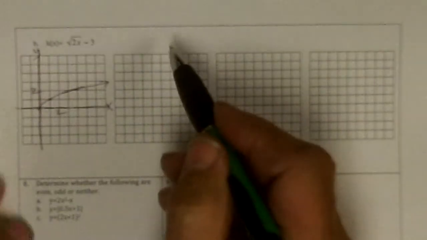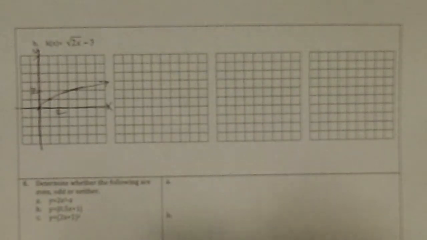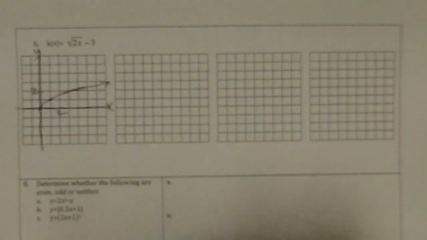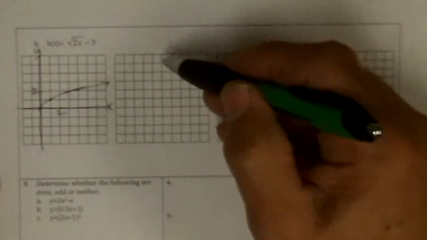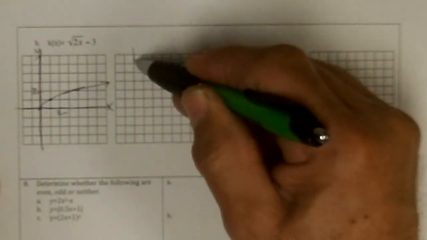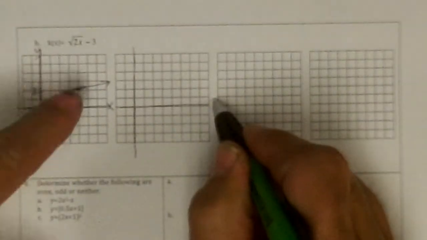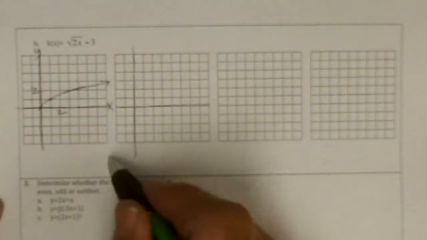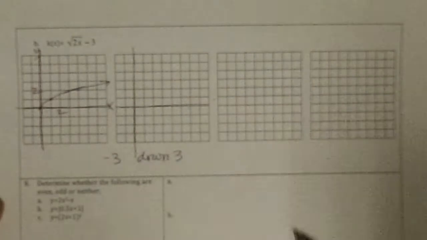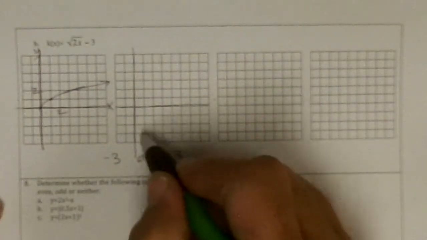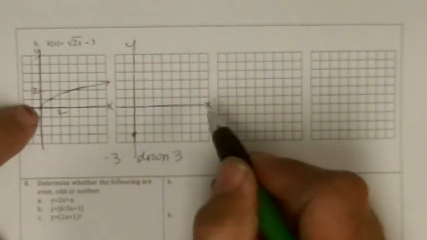Alright, and now I have one number inside and one number outside, so I can do either one of them first. I'll choose to do the -3 first. If I put the grid in the same place, I don't have to, but I think I can go down 3, so the -3 is a down 3 shift of this. So this x, y, the 0, 0 goes to 0, -3.